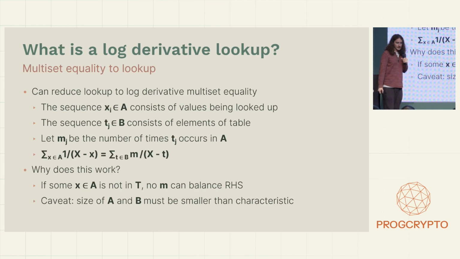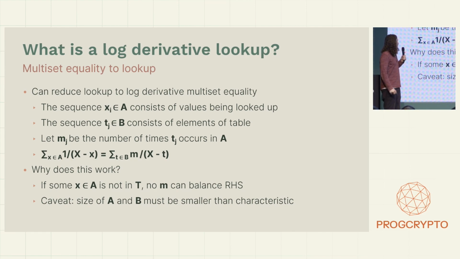So yeah, and then how do we actually build the lookup? We have our values we want to look up, xi, and our table, b. These are just multisets, and we'll encode the multiplicities, that is the number of times each x occurs in the table, in m, and then we check this equation. Each 1 over x minus an element of a should correspond to 1 of the 1 over x minus t. That's what the lookup is checking, right? It's checking that each x is in B.